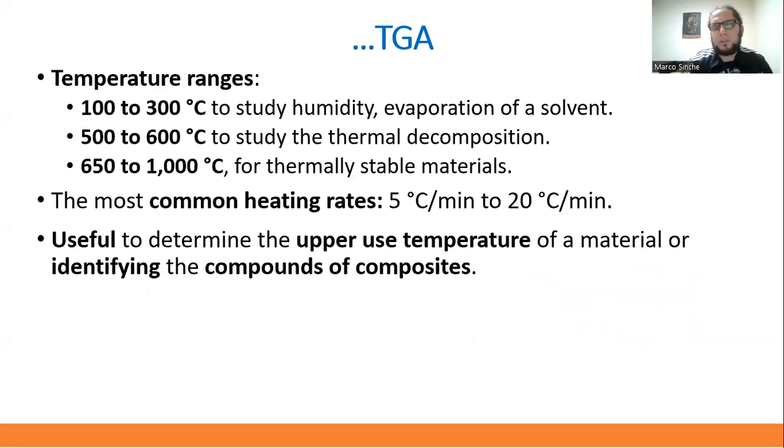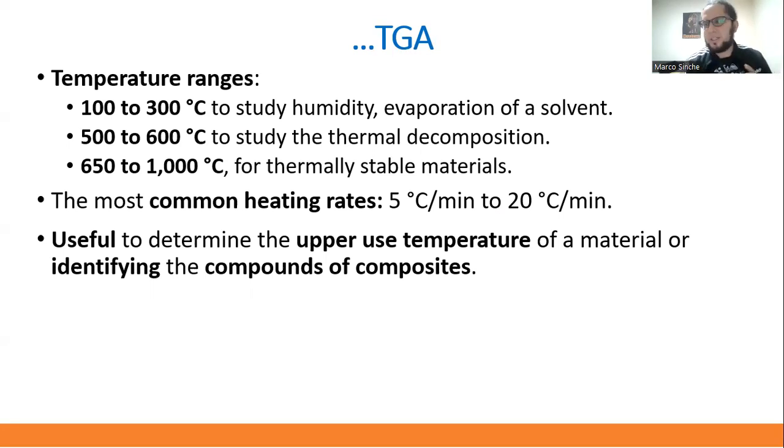What are the typical temperature ranges that are used in this technique? For example, from 100 to 300 degrees. This range is used to study humidity, evaporation of a solvent, for example. Higher temperatures from 500 to 600 to study the thermal decomposition of most common materials, and higher temperatures to analyze the thermally stable materials such as metals and others, but in the case of polymers, they will be thermoresistant ones.